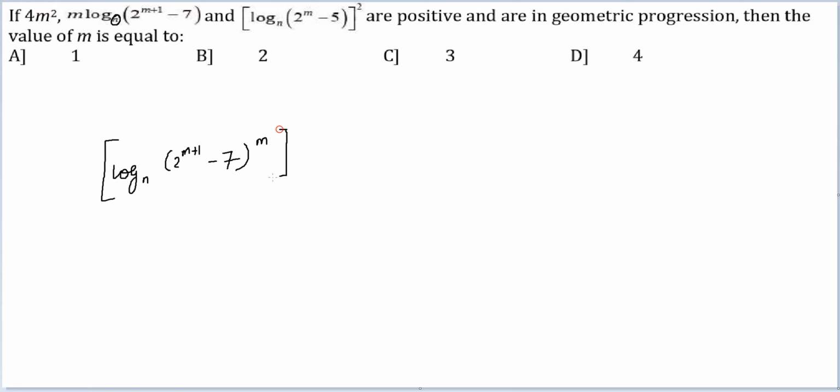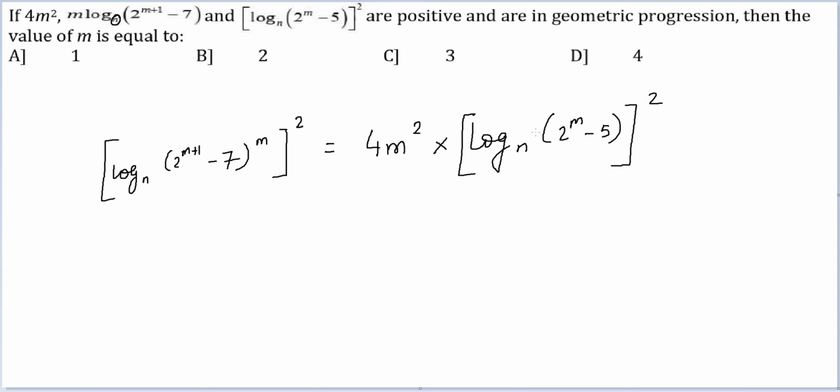Now this whole thing square should be equal to 4m square into log base n of 2 raised to the power n minus 5, this whole thing square. Given that each of these terms are positive, I can cancel out the perfect squares. So this is gone. This will now turn to 2. This is also gone.